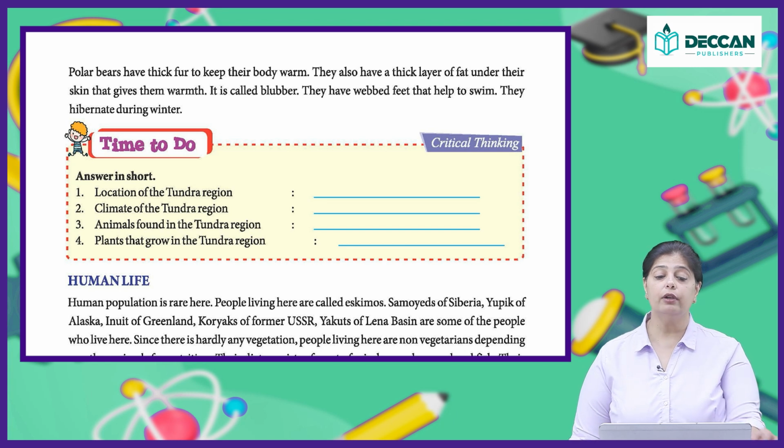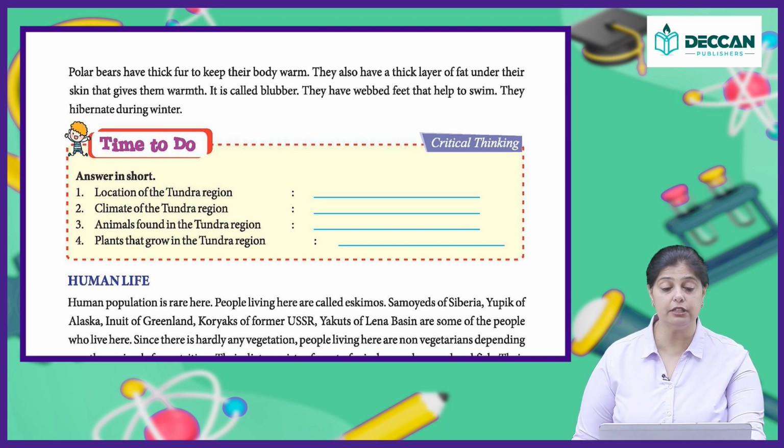All right. Now, let's do this activity where you have to answer in short. Tell the location of the tundra region, climate, animals found and the plants that grow.